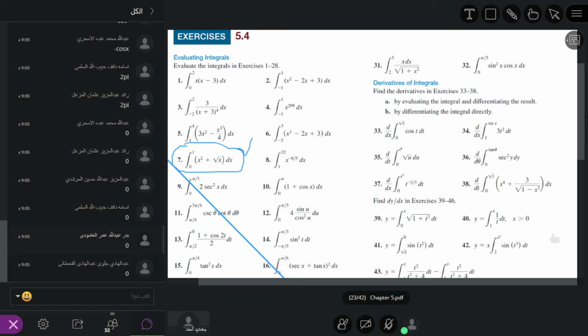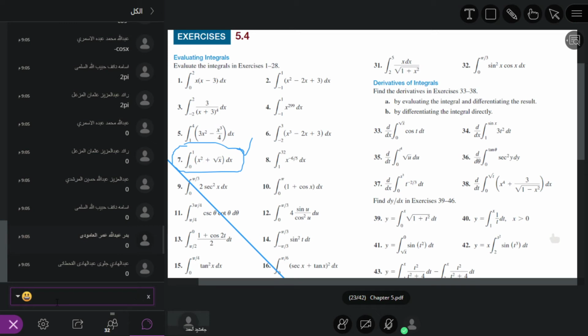So here we have the function. What is the function? X squared plus square root of x. Is this a continuous function? Yes, it is a continuous function, x squared plus square root of x. So what is now the antiderivative of x squared?